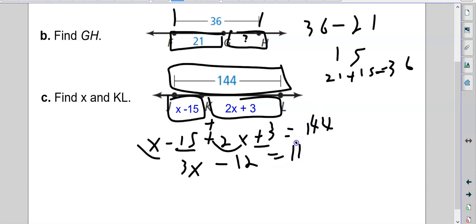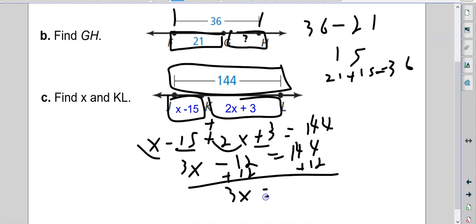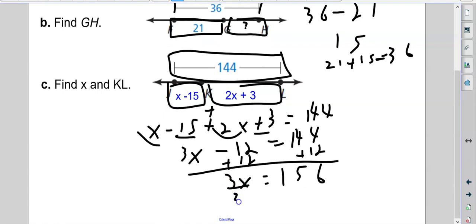Oops, I wrote that wrong. 144. Now we're going to add 12 to both sides, which is going to give me 3x equals 156. And now we just divide by 3. X equals 3 goes into 15 5 times, 3 goes into 6 2 times. So x is 52.